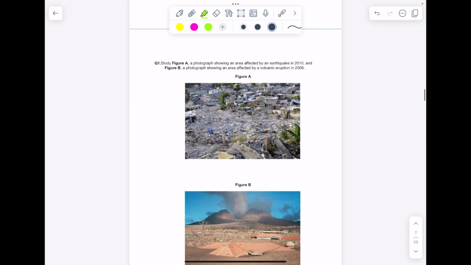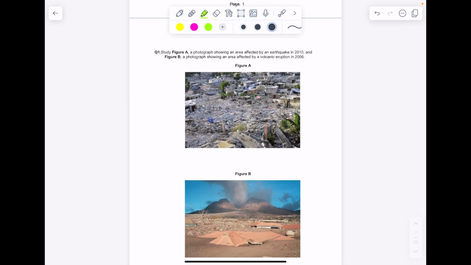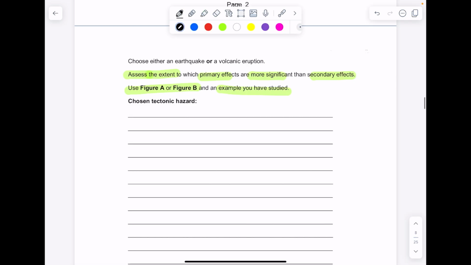So have a look. Study Figure A, a photograph showing an area affected by an earthquake in 2010, and Figure B, a photograph showing an area affected by a volcanic eruption in 2006. For argument's sake, I'm going to use the volcano. So I'll just label that here.